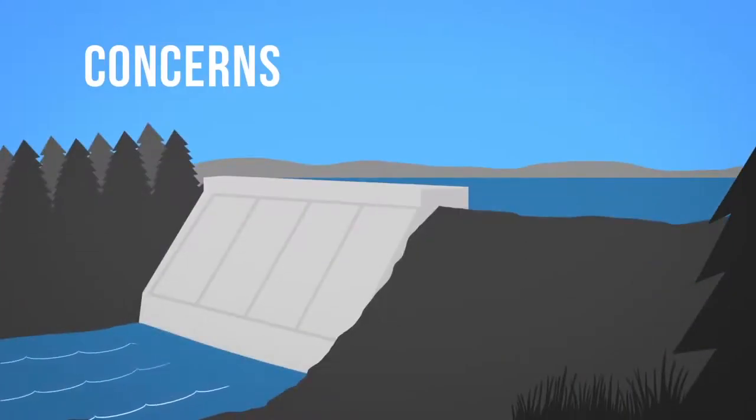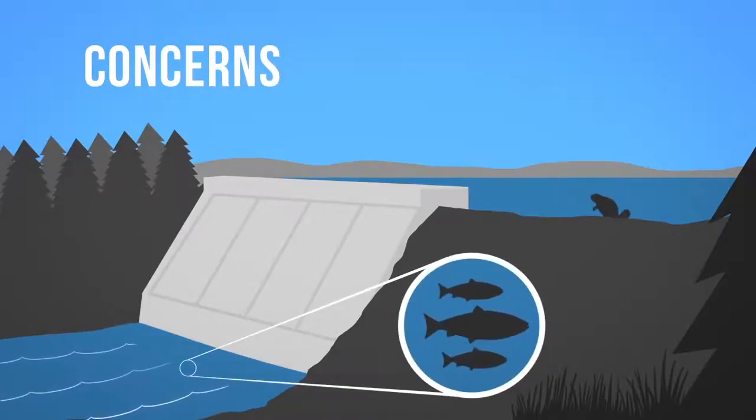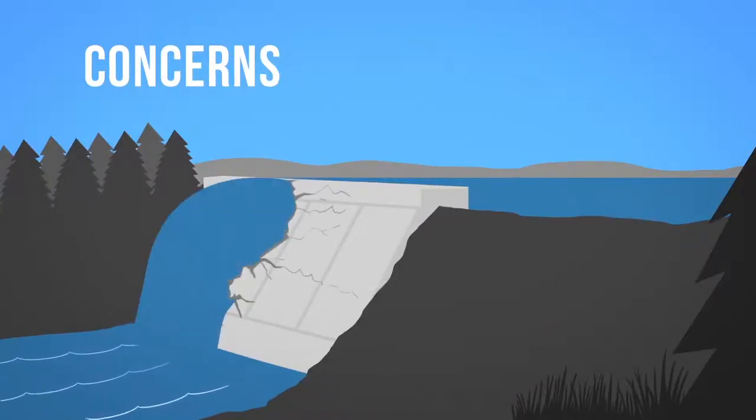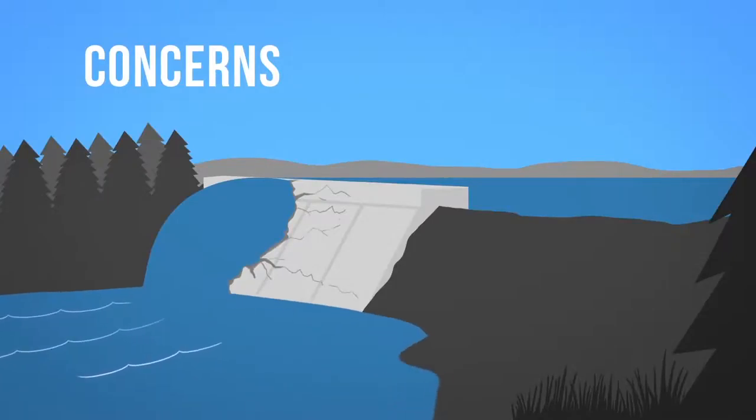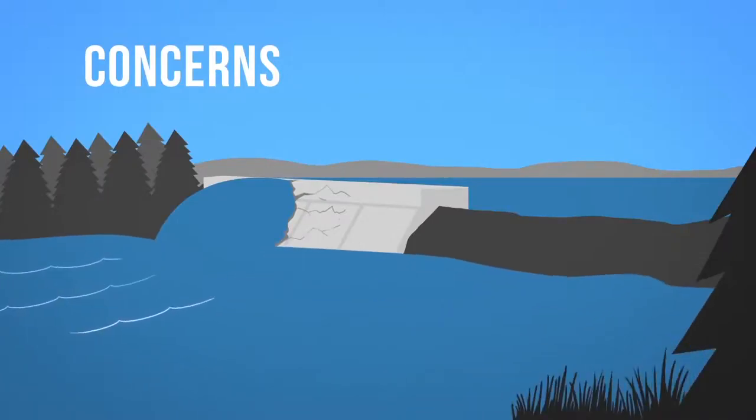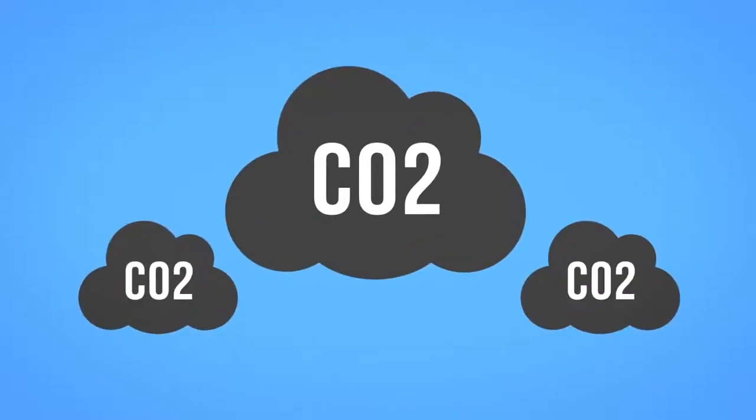Damming a river has a major impact on the local environment, changing wildlife habitats, blocking fish passage, and often forcing people in riverside communities to move out of their homes. In addition, dam failures can be catastrophic, claiming the lives of those living downstream. Hydro plants are also not completely free of greenhouse gas emissions.